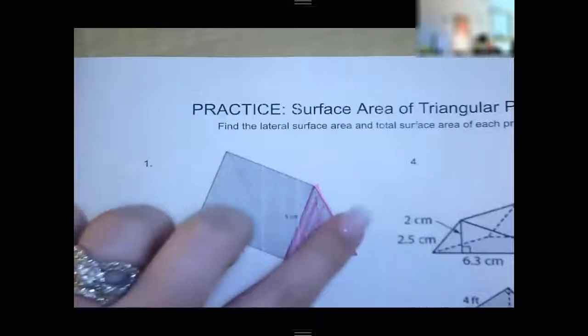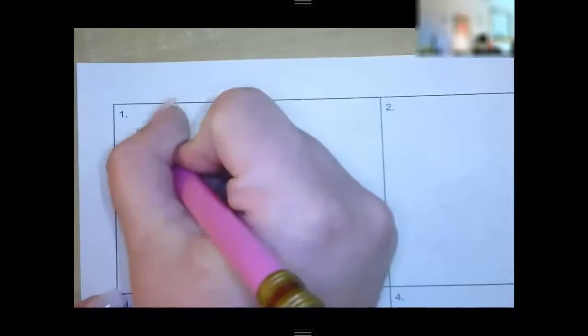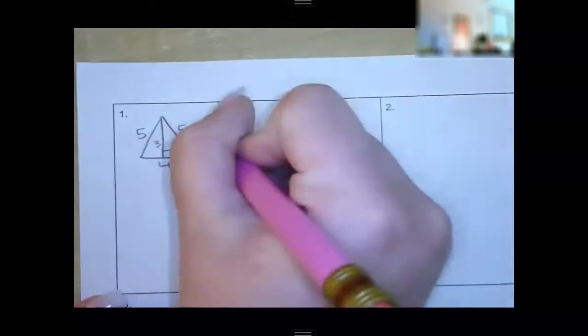And then you're going to also label that height. So the numbers I see are 5 and 5. Your height inside the triangle is 3. The base is 4, and the other height is 15. So 5, 5, 3, 4, and then 15.